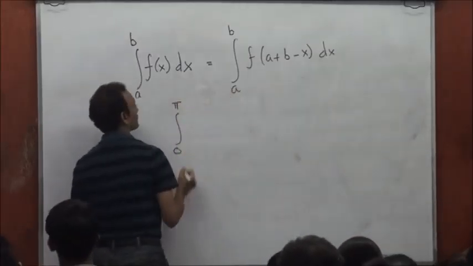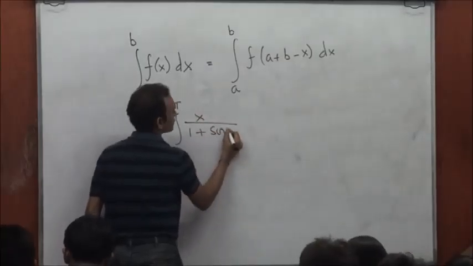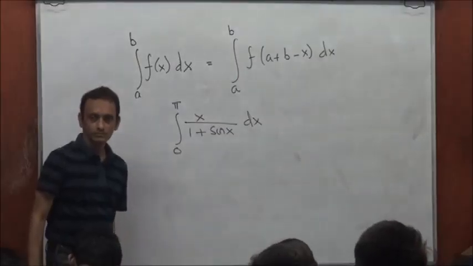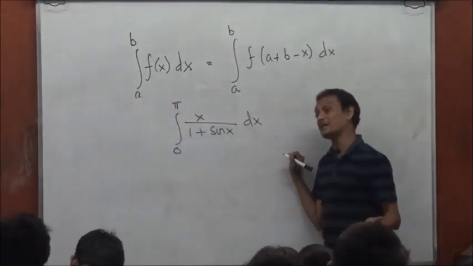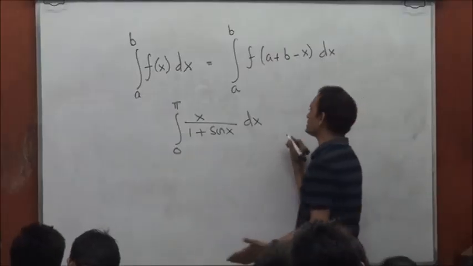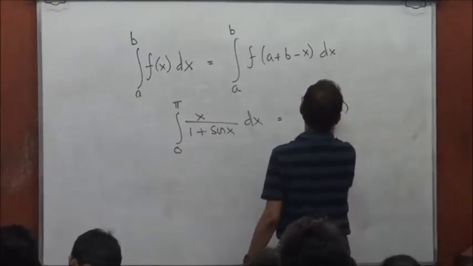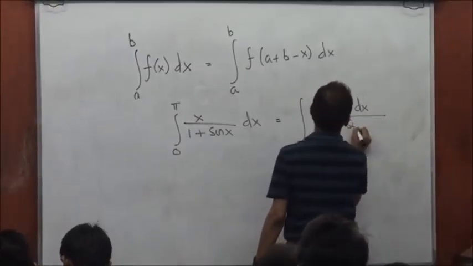Integral 0 to pi of x by 1 plus sin x. Now, x can be replaced by pi minus x. So this is going to be the integral of pi minus x dx by 1 plus sin x.